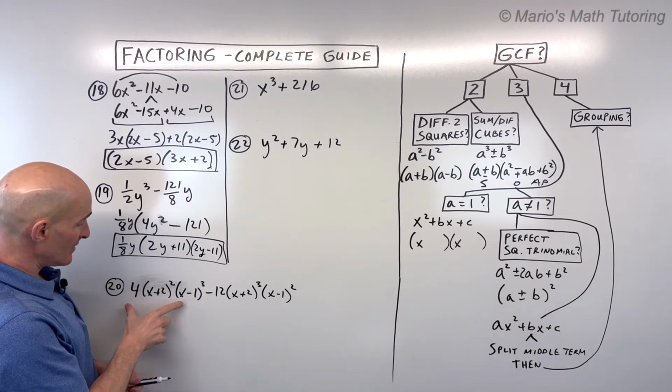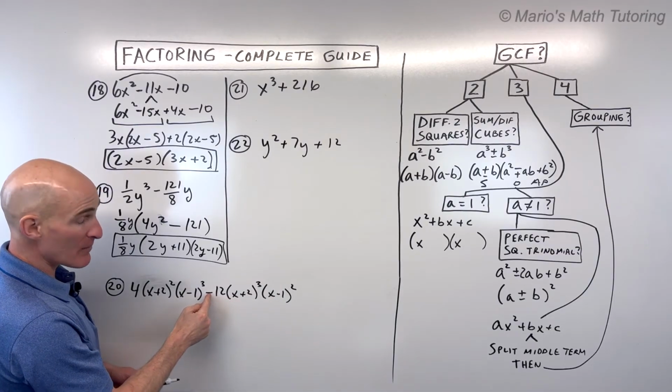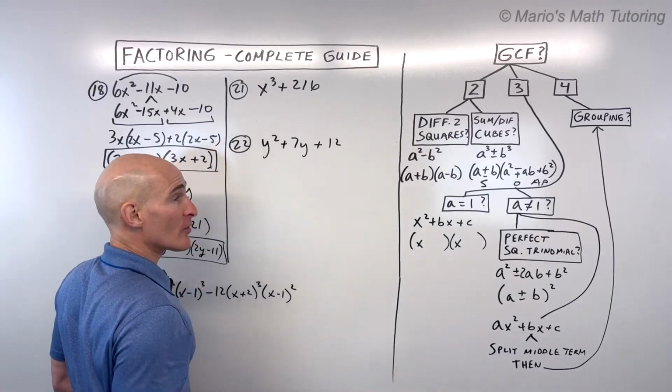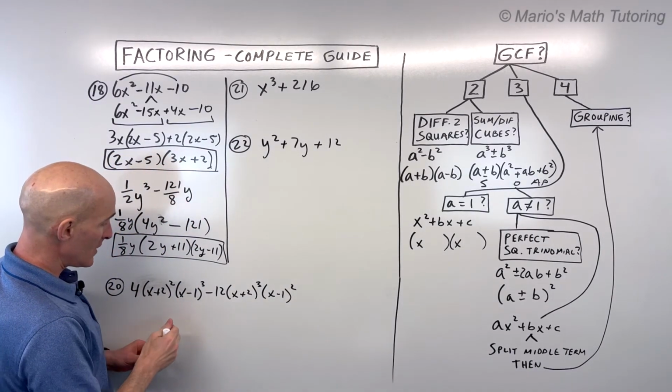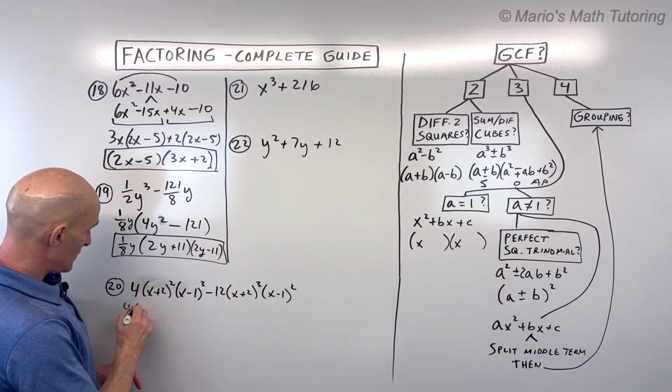Okay, for number 20, we've got kind of a big one here. But notice that this is like a group. See how these are all multiplied together? This is like a group, and they're separated by this minus sign. Now remember, the first step is always the greatest common factor. Is there something I can divide out of this group and this group? Well, it looks like I could factor out a 4, okay.